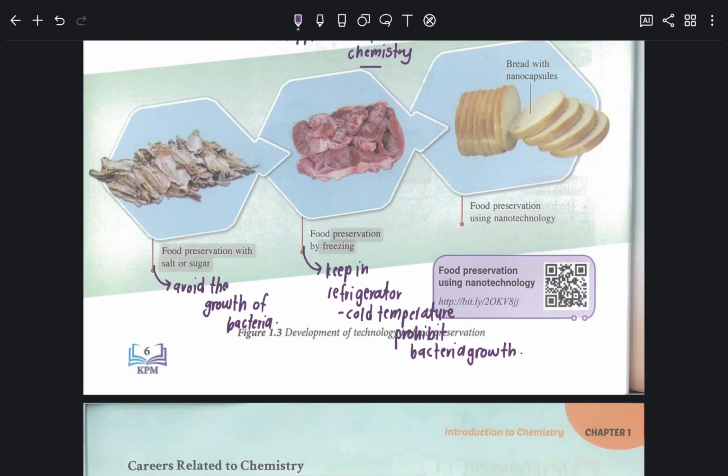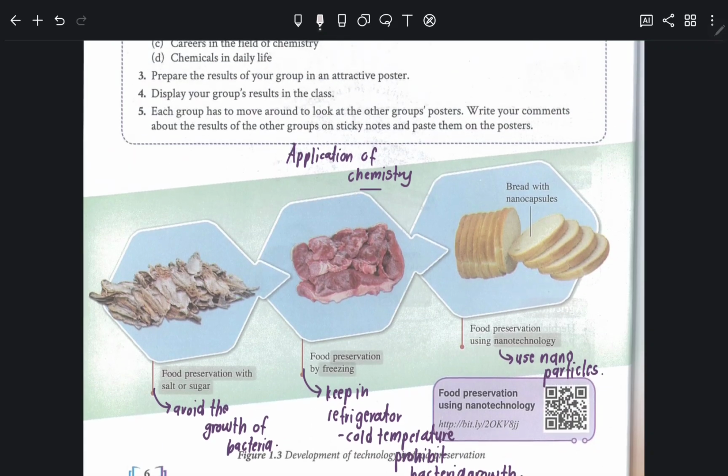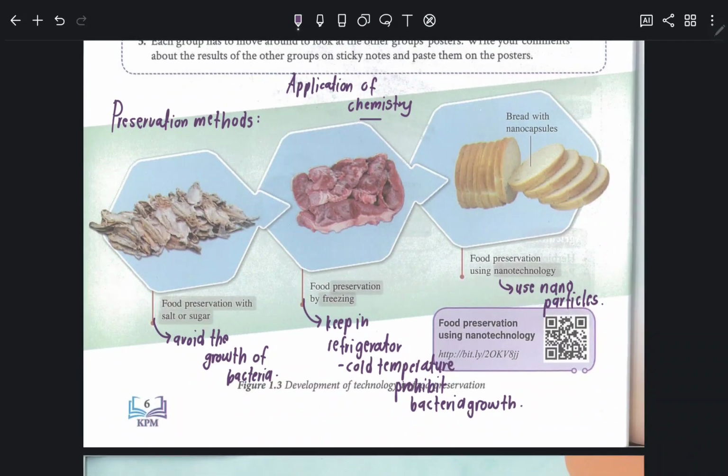Okay, bread with nano capsules. This is current technology, nanotechnology that uses nanoparticles. Nanoparticles are very small, and similarly they cause bacteria not to grow. That's the aim. So basically the use of preservation methods is just to ensure your food is safe and can be kept for a long time. Otherwise, nowadays people travel from Malaysia to the UK and bring food. Why? They have nanotechnology and preservation methods, so that your food doesn't go bad or get bacteria.